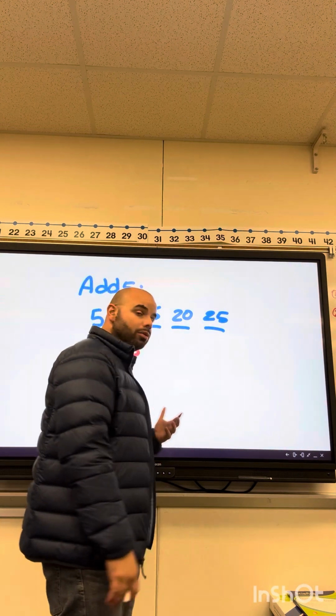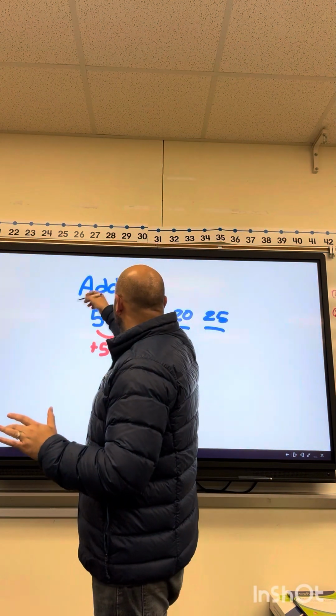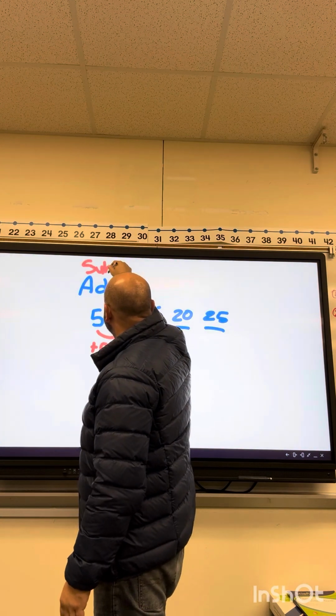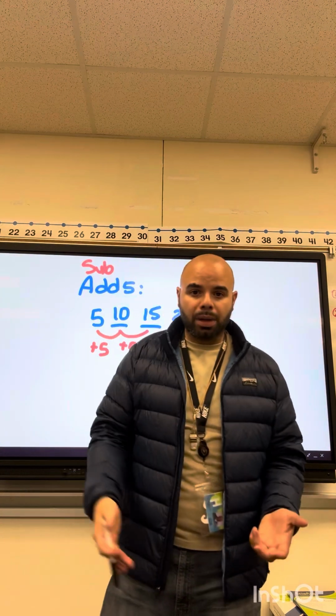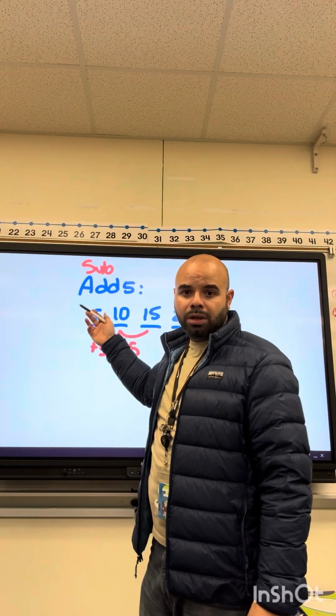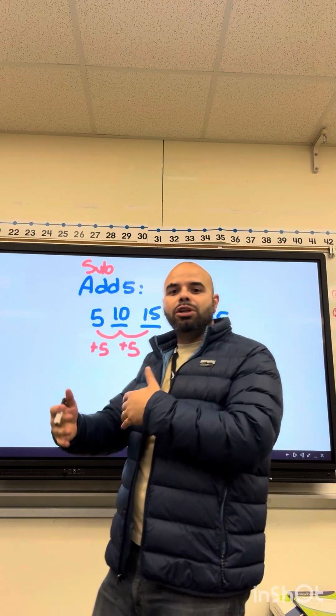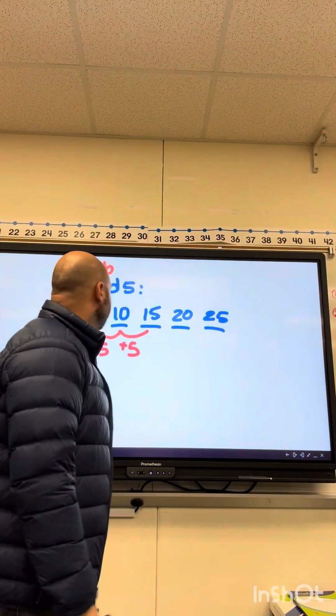Now there are times where the rule can change. Instead of add, it could say subtract 5, or it could say multiply by 5, okay? So in that case, you take your starting number, apply the rule to that starting number, and continue on the pattern, okay?